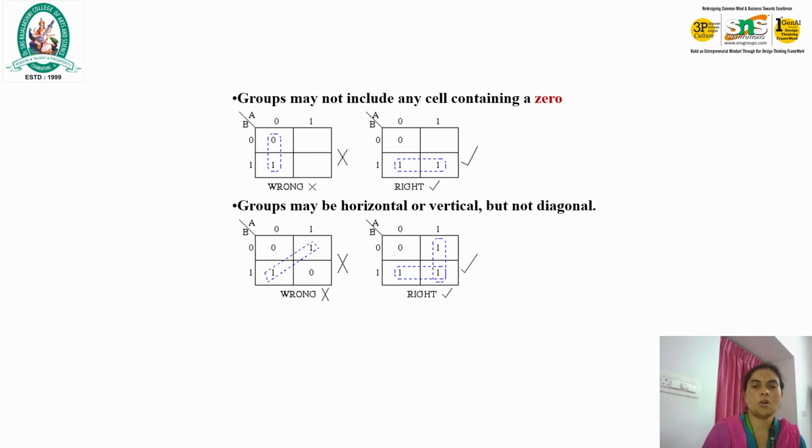Next, a group may be horizontal or vertical, but it should not be diagonal. In the diagram in the left corner, the 1s present in each cell should not be grouped diagonally, but horizontally or vertically. Overlapping is allowed in this K-map, since the main purpose of the K-map is to simplify the concept. So this is the second rule: diagonal grouping is not allowed, whereas horizontal or vertical grouping is allowed.